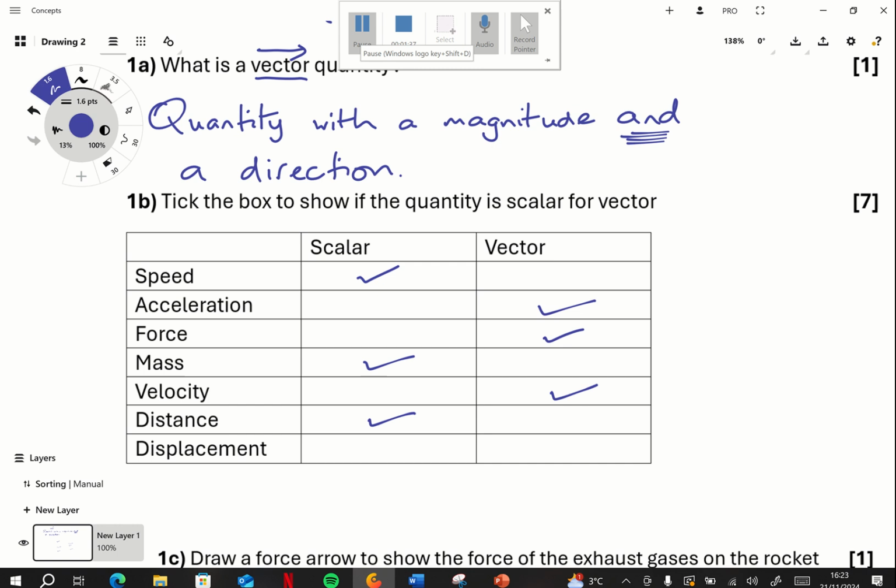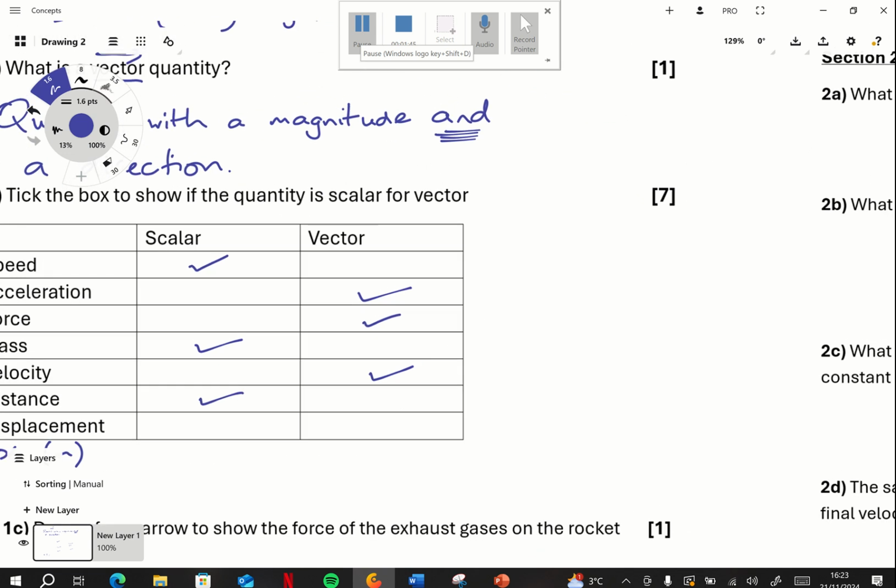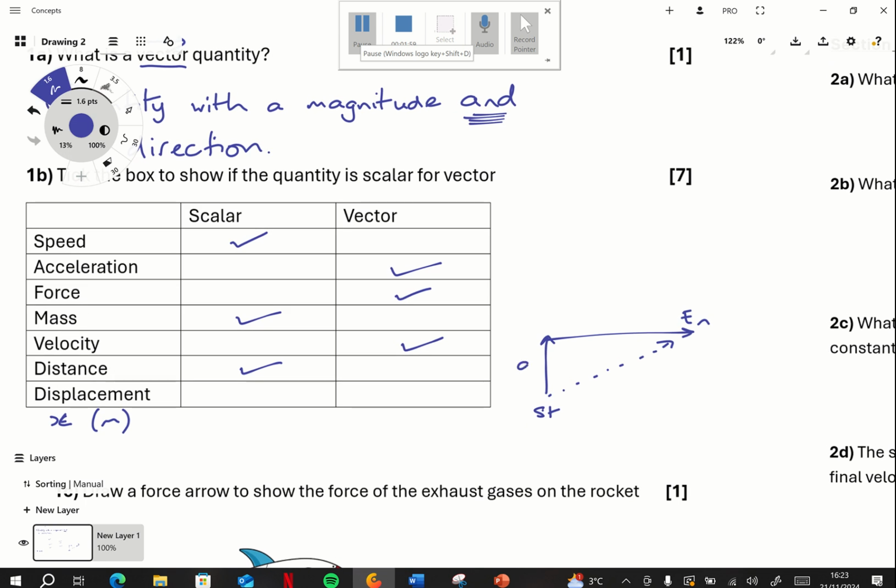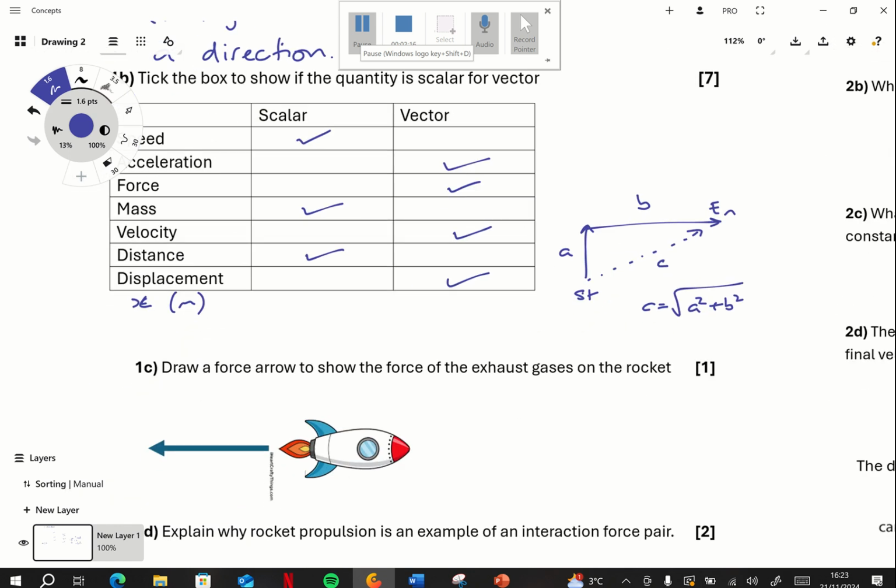Distance is a scalar, and displacement, which we use the letter x in meters. We've looked at this, and I'll just put it on the side over here. We said, well, if I walk here and then I walk there, the displacement is the shortest distance with a direction between the start and the end. And you've learned how to, there's side A, we're after C, and we've learned that C equals the square root of A squared plus B squared to get that size. Or you could draw a free body diagram or a vector diagram and just measure that line using a scale. So displacement is a vector quantity.